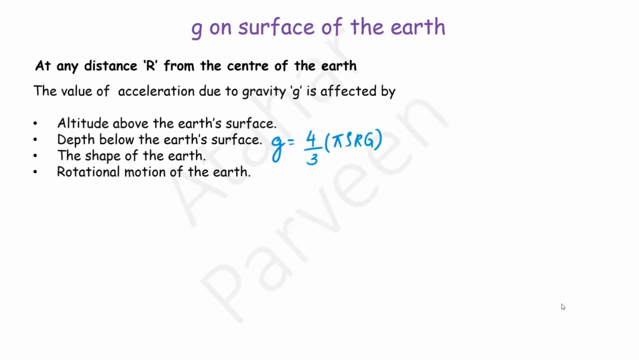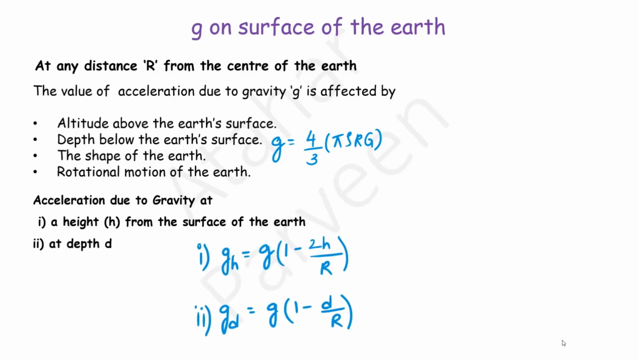Now we said that g is equal to 4 by 3 pi rho G R, and we should also know that acceleration due to gravity can be affected by certain parameters. What are they? Altitude above the Earth's surface, depth below the Earth's surface, shape of the Earth, and rotational motion of the Earth. But then what is the formula of g at height h and depth d? We have it. How we derive it, you don't worry, they will not ask all this, but you should know the expressions, because we need to relate the acceleration due to gravity at height h and at depth d.